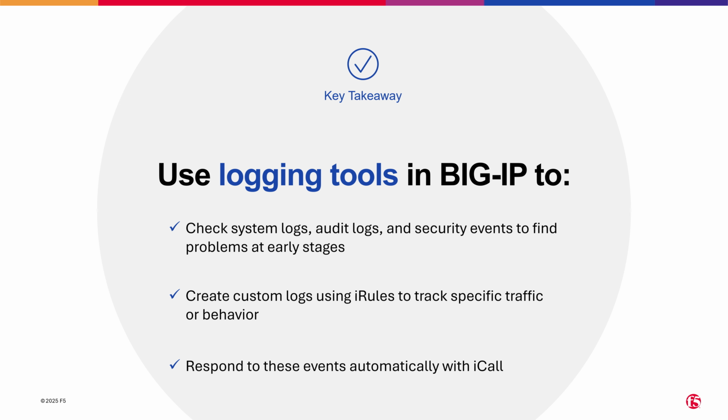Before you start using automation on Big IP, it's important to understand how logging works. This makes sure your automated actions are based on correct and up-to-date information. With the right logging setup, you can fix problems faster, keep your system stable, and improve your automation.